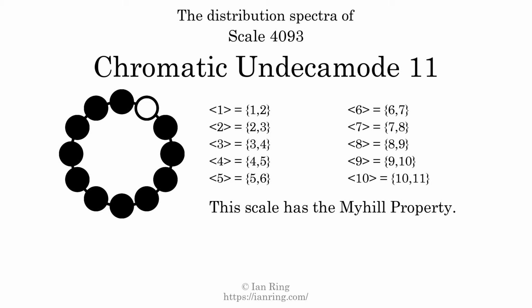If every spectrum has exactly 2 specific intervals, we call that the Myhill property. All of these spectra have exactly 2 sizes, so this scale has the Myhill property. Since the generic interval ranges do not overlap, this scale is proper, but it is not strictly proper because some specific intervals appear in more than one spectrum.